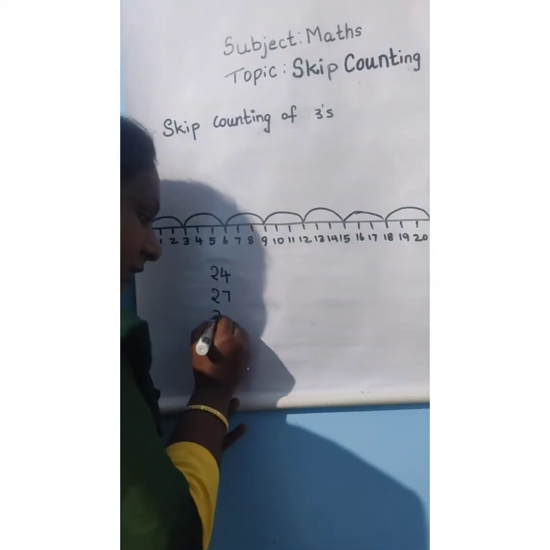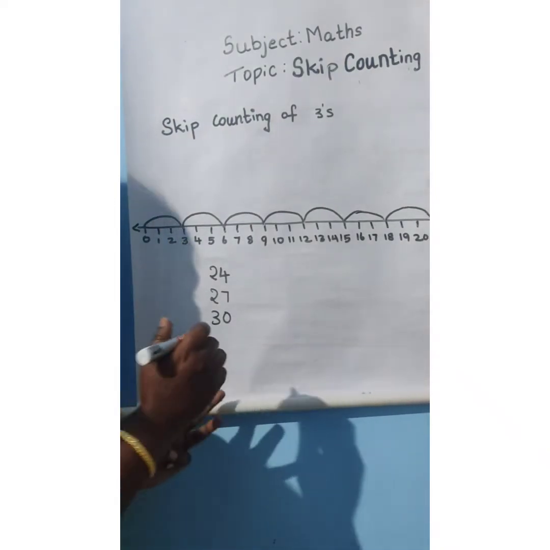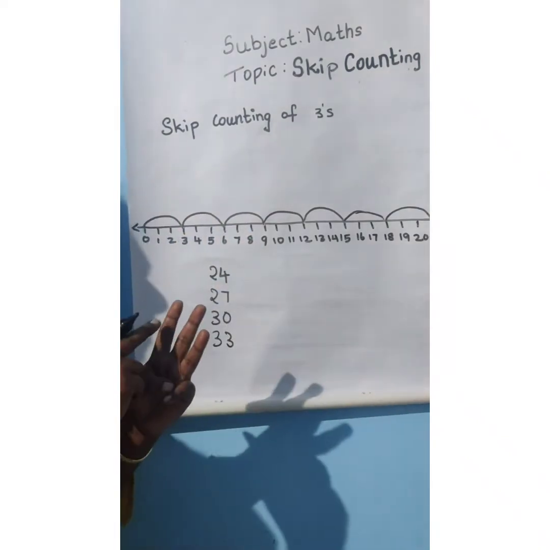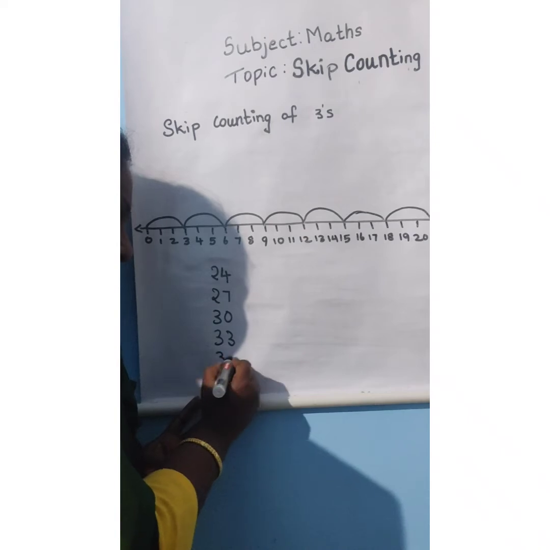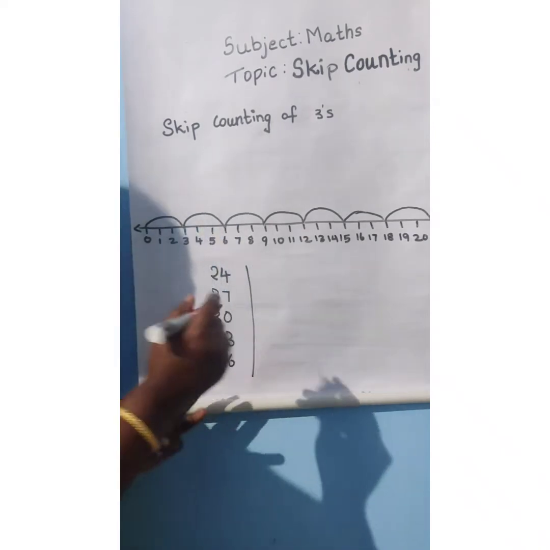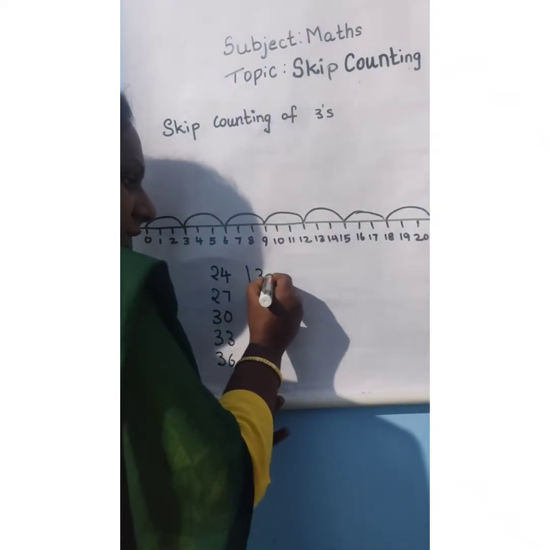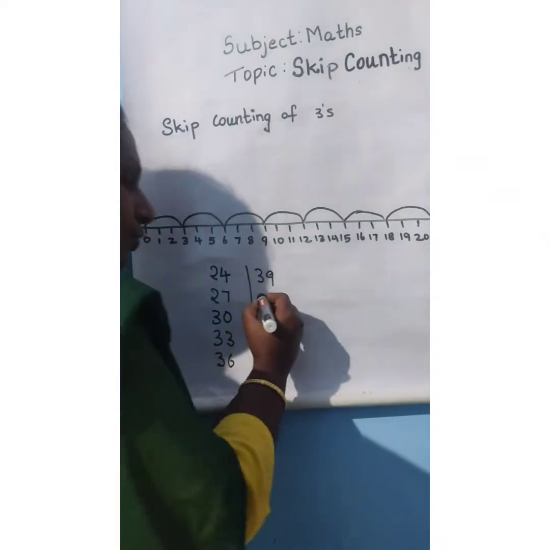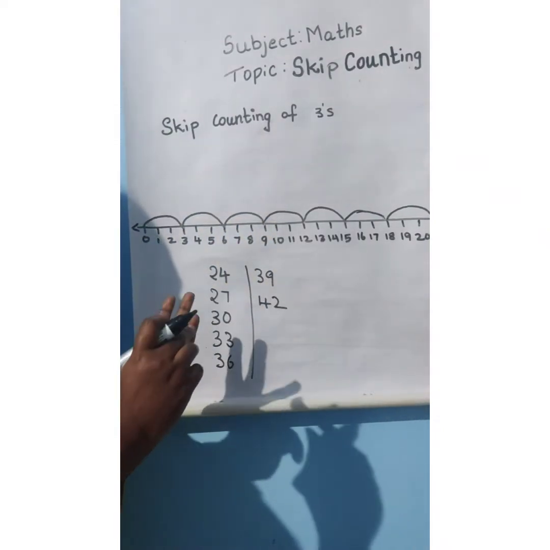So the right 30. The next is 31, 32, 33. So right here 33. So next 34, 35, 36. So right here 36. The next is 37, 38, 39. So the next number will be 39, 40, 41, 42. So here is 42, 43, 44, 45.